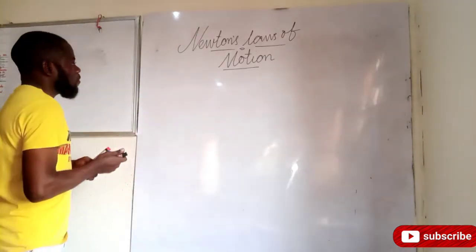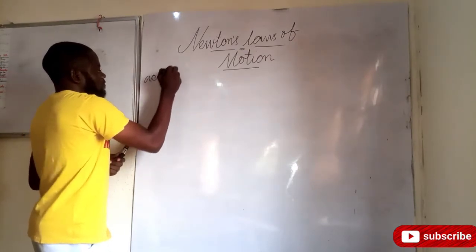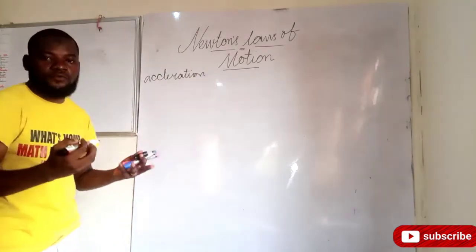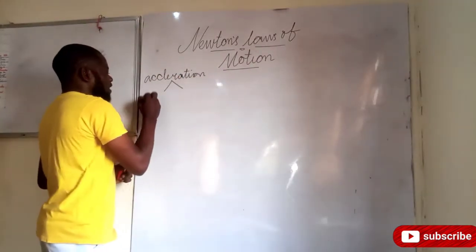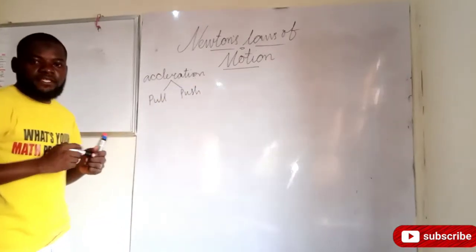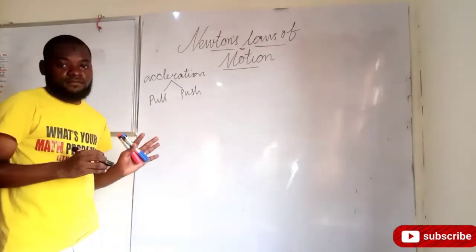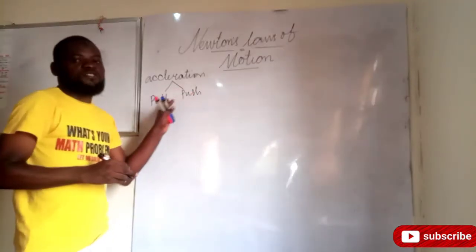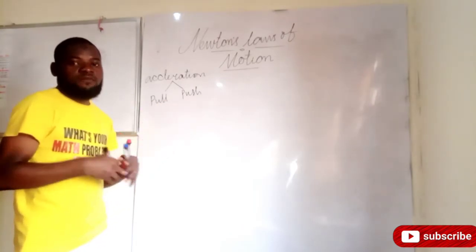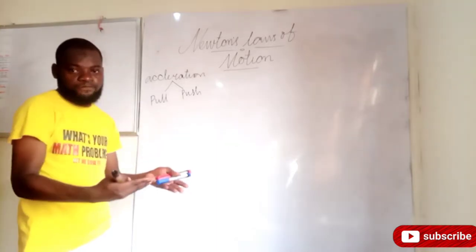When you look at acceleration, for instance, for a body to accelerate, it is by 2 types of forces, that is pull and push. These are the 2 forces that cause a body to accelerate. I'm not really going to talk about this today, but I will mention it briefly, because a body can never be in motion except it is acted upon by a force. Are you getting it now?